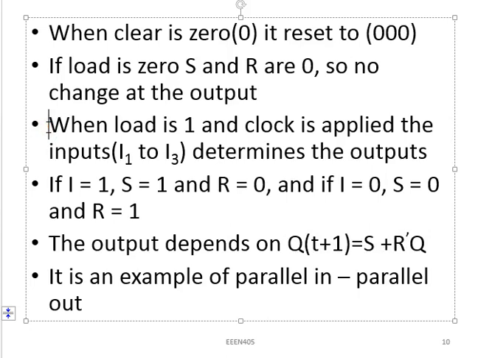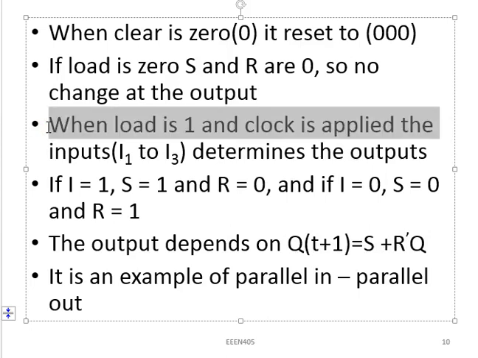But when the load is equal to 1, then what should determine what happens to S and R is the value of these inputs, that is I1 to I3. Let us take a typical example. When I is equal to 1, our corresponding S should be 1 and the corresponding R should be 0.